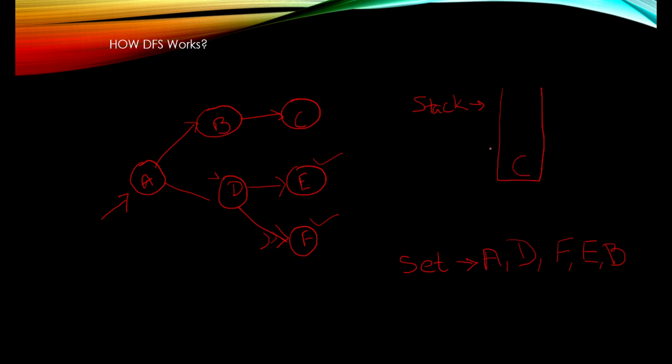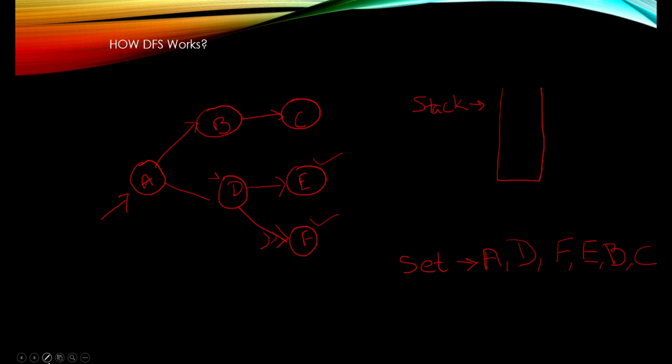Once again, we'll traverse this stack and see what is the element remaining. Now C is the only one that is remaining. So I'll pop C and add C here in this particular set, and remove C from my stack. Now C does not have any other adjacent vertex, so I'm not going to add anything there. And the stack, I will say, is empty now.